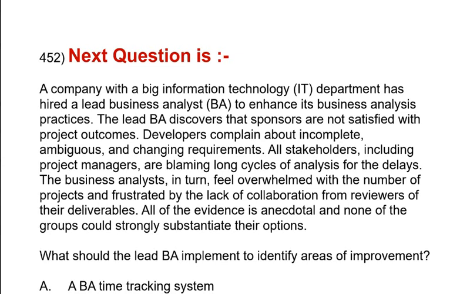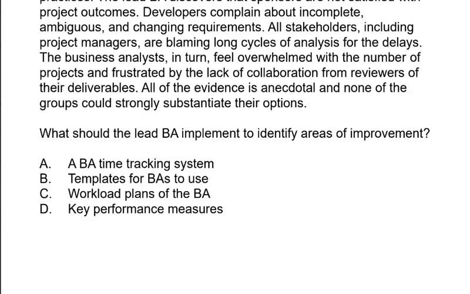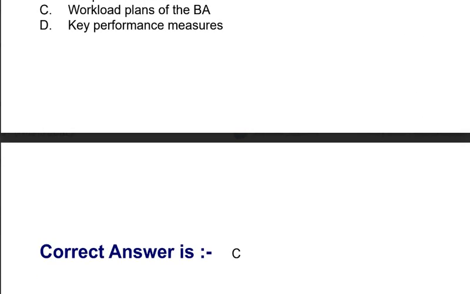What should the lead BA implement to identify areas of improvement? Option A, a BA time tracking system. Option B, templates for BAs to use. Option C, workload plans of the BA. Option D, key performance measures. Correct answer is option C.